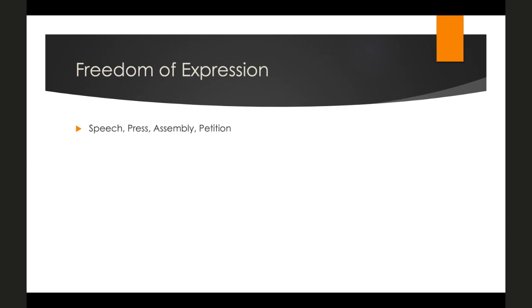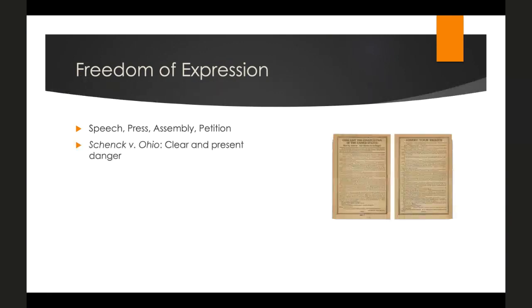This really emerged in the 20th century with the questions over free speech and assembly and petition. In the case of Schenck v. Ohio in the early 20th century, Schenck was arrested and charged for disturbing the peace for distributing anti-war socialist pamphlets during the First World War.